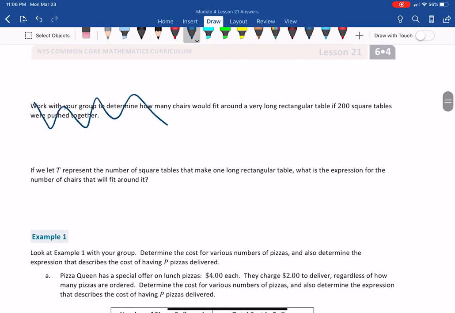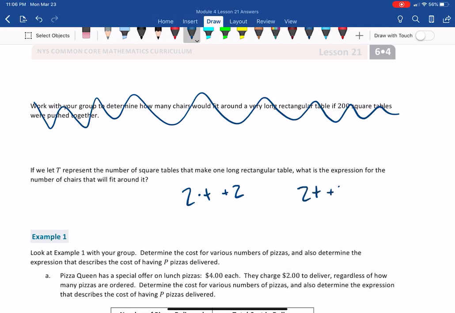Obviously, we're not going to do this. We already put it in the table. We actually already did this too. It says if we let T represent the number of square tables that make one long rectangle table, what is the expression for the number of chairs that fit around it? So remember, we take the tables, so we multiply tables times 2, and then we add my 2 end chairs. So your equation would be 2t plus 2 equals chairs.